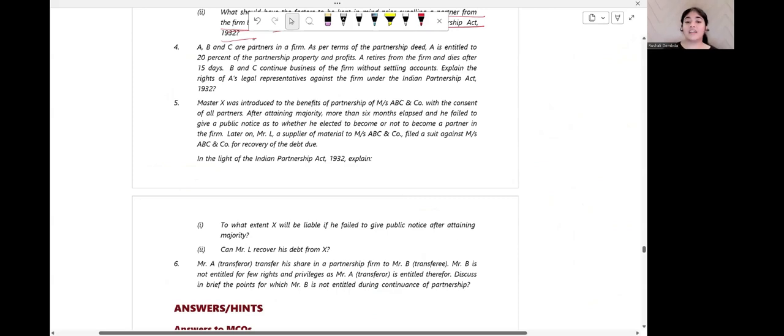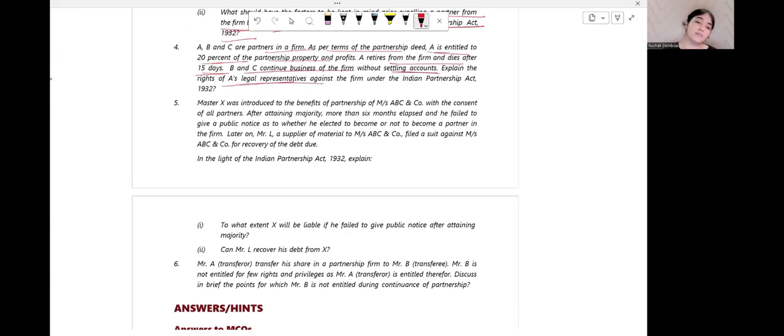A, B, and C are partners in a firm. As per the terms of the partnership deed, A is entitled to 20% of the partnership property and profits. A retires from the firm and dies after 15 days. B and C continue the business without settling accounts. Explain the right of A's legal representative.